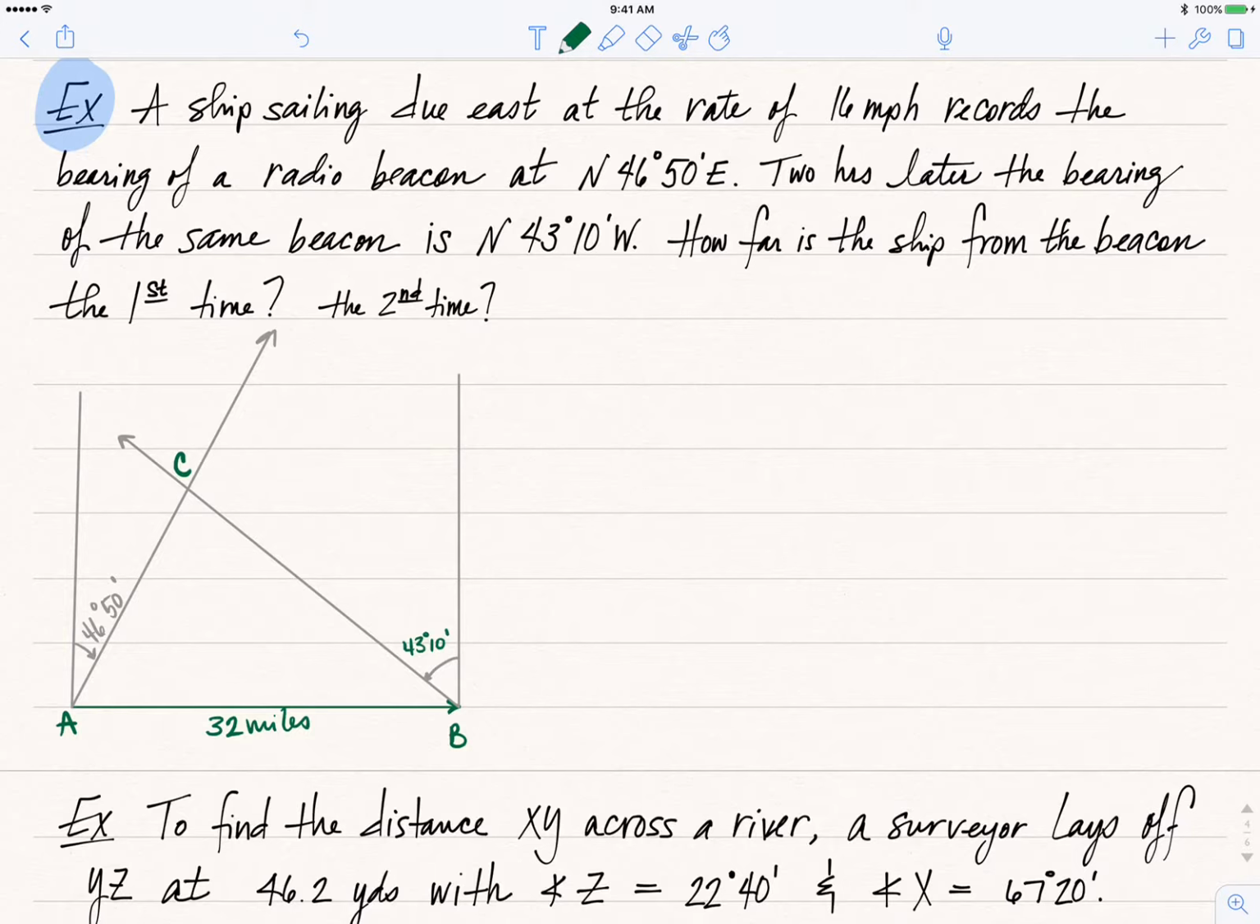Now, there's some missing information. In our triangle, we really don't know any angles that are on the inside of our triangle. So one of our goals is going to be to find the angle on the inside of the triangle at point A, and we'll also need to find the angle on the inside of the triangle at point B. Have any ideas how I might do that?